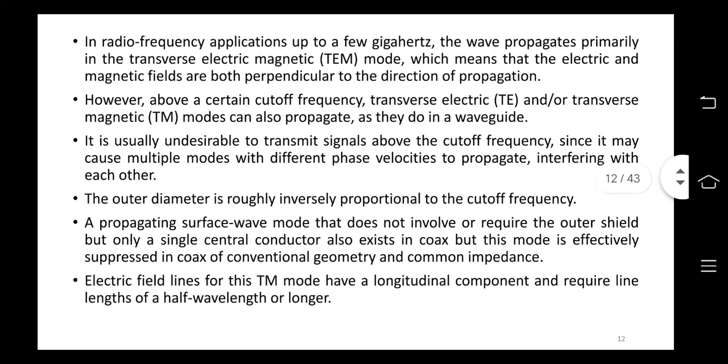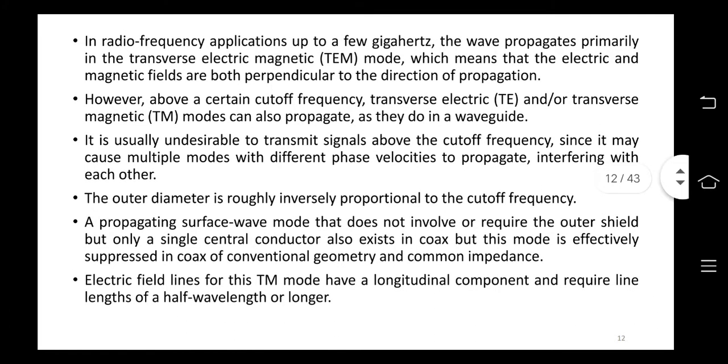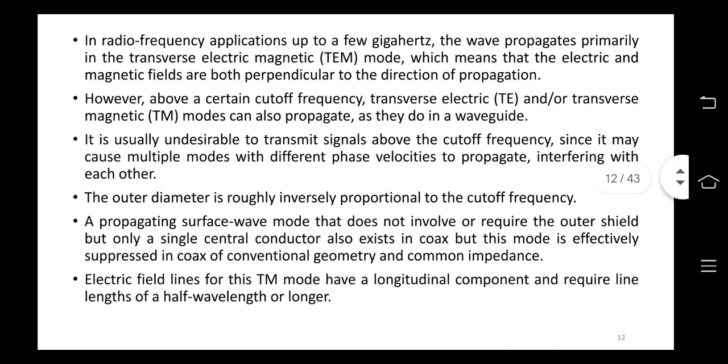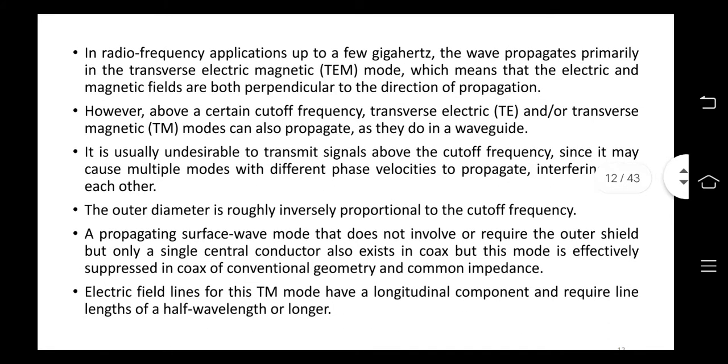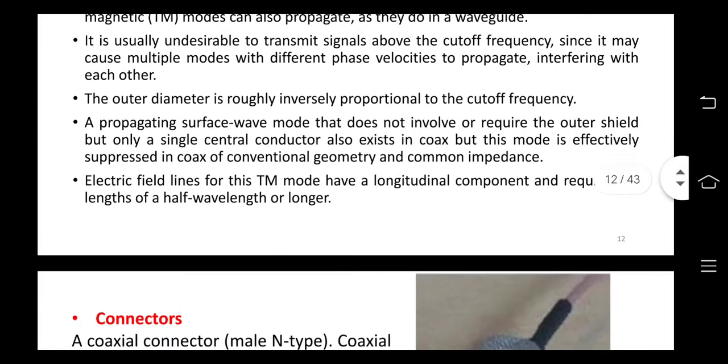A propagating surface wave mode that does not involve or require the outer shield but only a single center conductor also exists in a coax, but this mode is effectively suppressed in coax of conventional geometry and common impedance. The electrical field lines for this TM mode have a longitudinal component and require line lengths of half wavelength or longer.